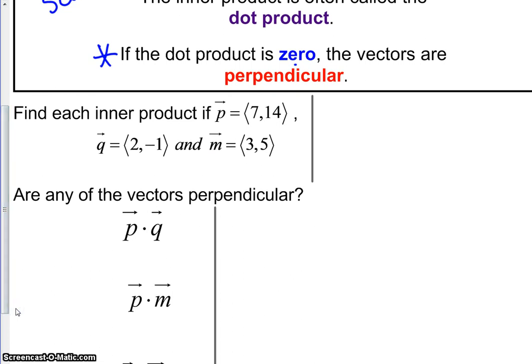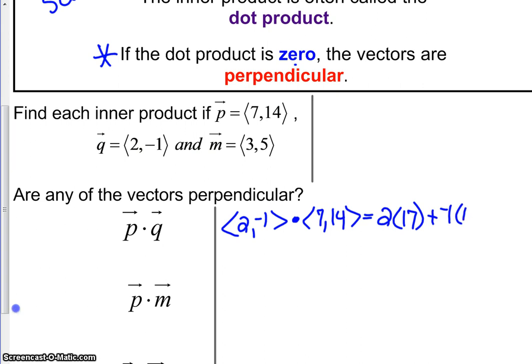Dot product really follows well after doing addition and subtraction and scalar multiplication of vectors. It's very similar. It's a lot like what you might think when you're multiplying two vectors together. So this p dot q, p is 2, -1, and we're taking the dot product with q. Q is 7, 14. What you do is just multiply corresponding parts. You multiply the x's together, the 2 and the 7, and the y's together, the -1 and the 14. And then to find this product, you just add what you get.